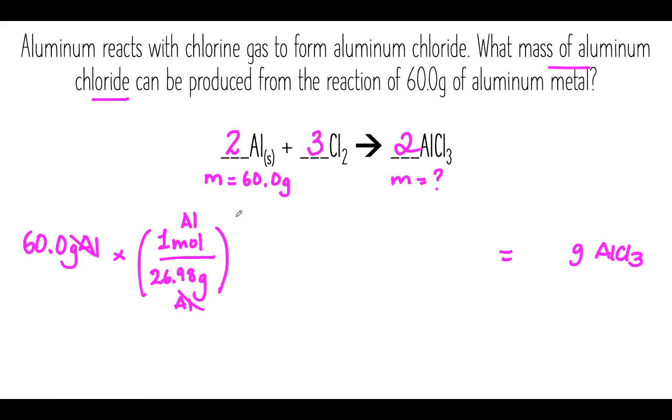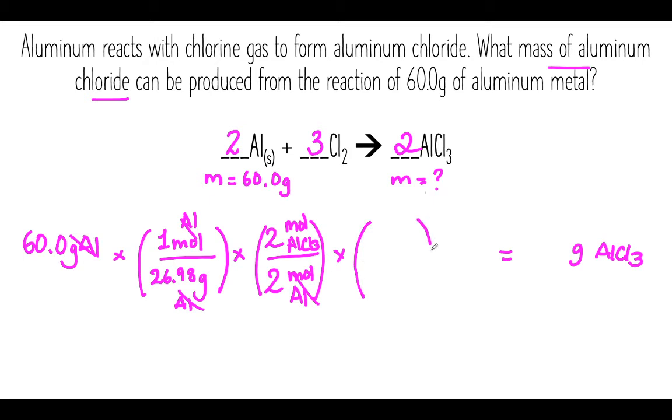And when I have moles, I can easily use my mole ratio to then convert it into the moles of AlCl3. So using my coefficients in my balanced chemical equation or reaction, I've got moles of Al at the bottom so that these can cancel out, and then I'll have moles of AlCl3 at the top. The coefficients are important, so for every 2 moles of Al, there are 2 moles of AlCl3. So technically it's a 1-to-1 ratio. I'm just writing out the 2's to be consistent with our balanced chemical reaction.